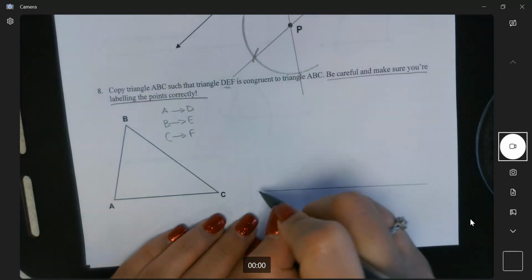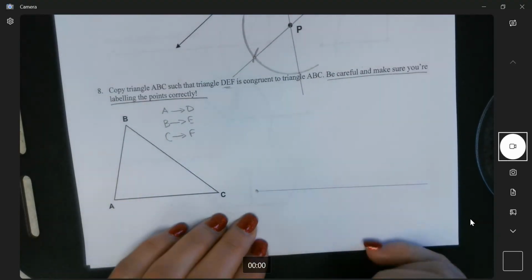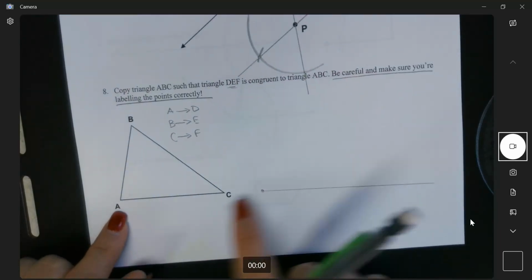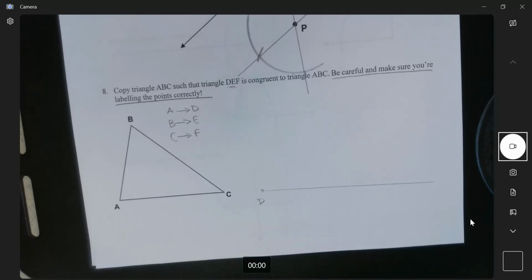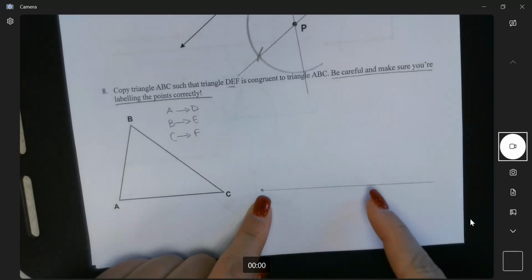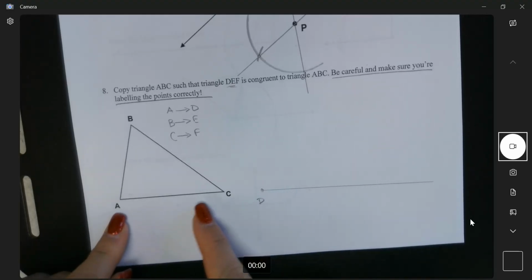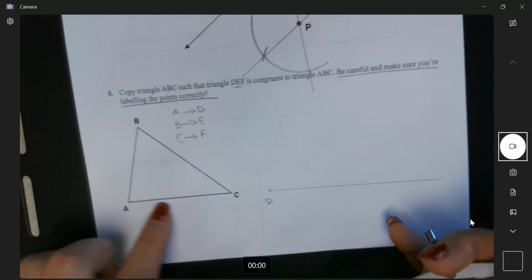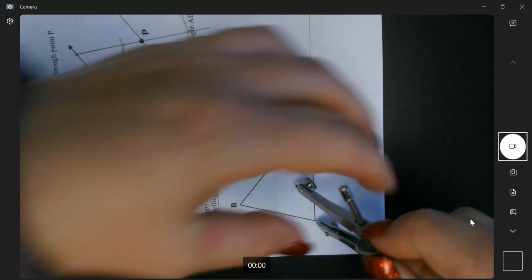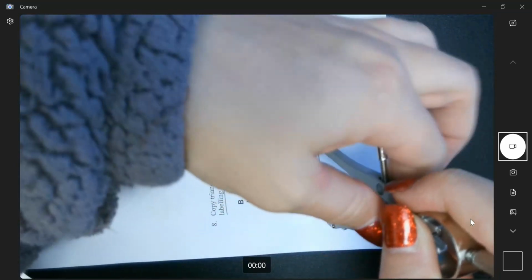And I'm going to mark this point off to the side here. If that point maps up to A, then it should be labeled D. And then once you have that, I like to at least find the point that would also be on this line here. So if we're looking for C here, that should be F somewhere over here. So I'm going to take my compass and stretch it to be the width of AC. Make sure it's the width of AC.